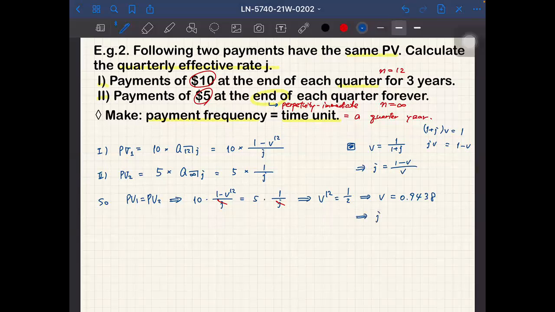So you can solve this as 1 minus 0.9438 over 0.9438. This is equal to 0.0595 by a calculator. So the quarterly effective interest rate is 5.95%. So in this way, we can use the annuity formula and the perpetuity formula to solve this question.